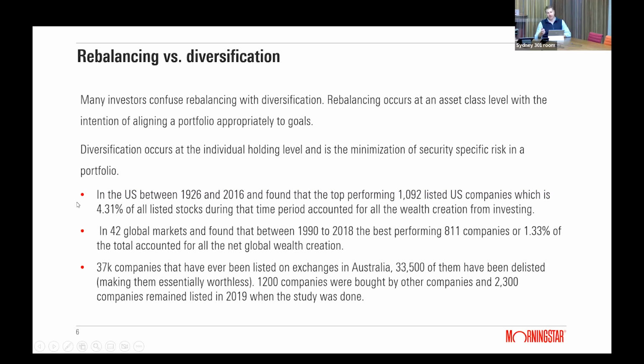So number one, that's something to think about if you're out there picking individual shares, that most of them are not creating wealth over time. It's about finding the right ones, which are the ones, of course, we always hear about.